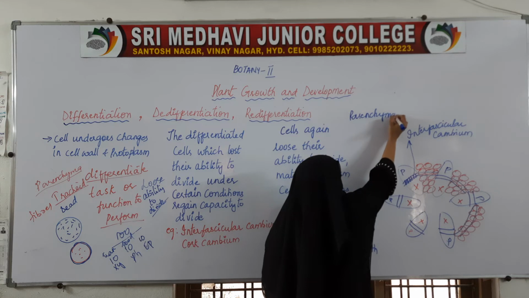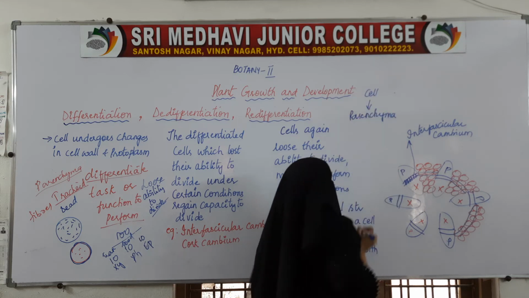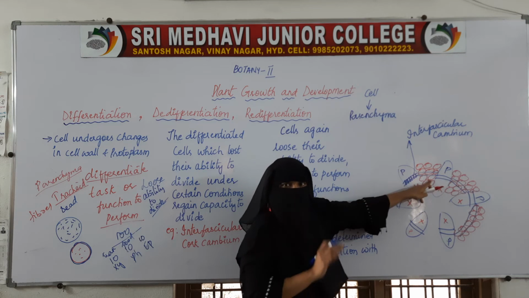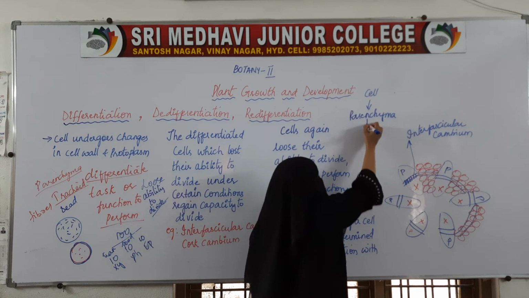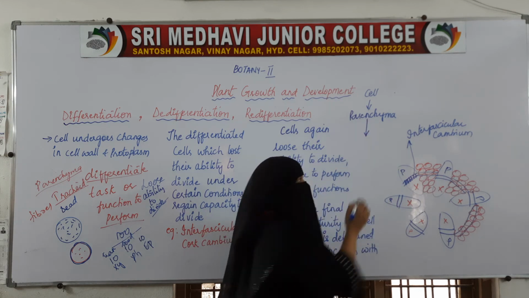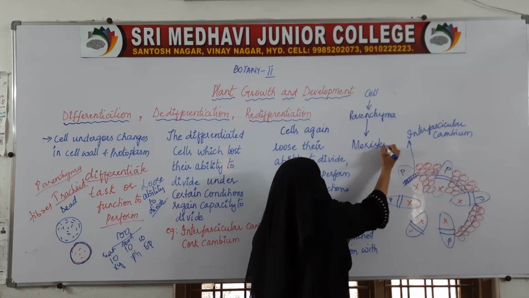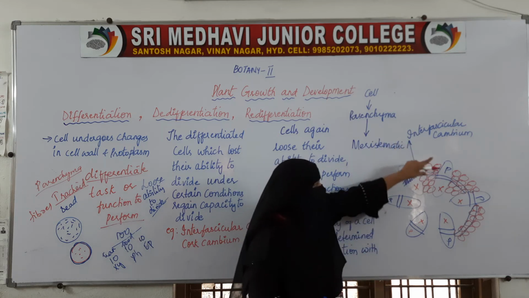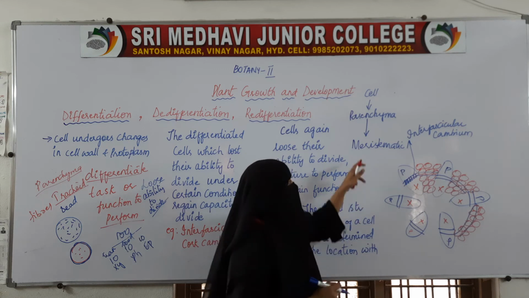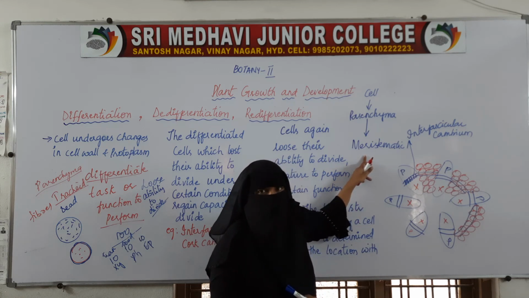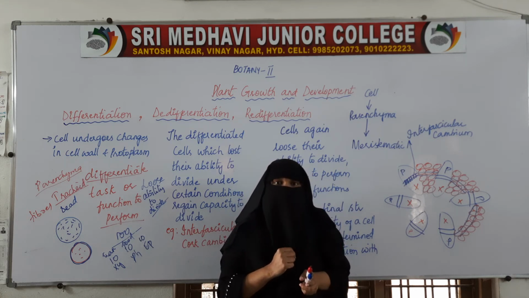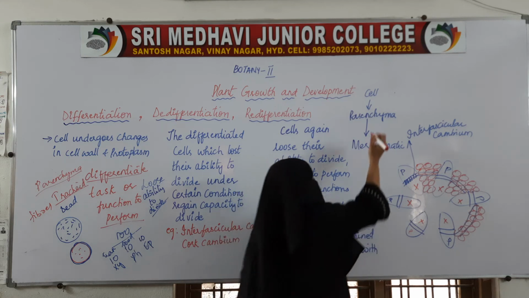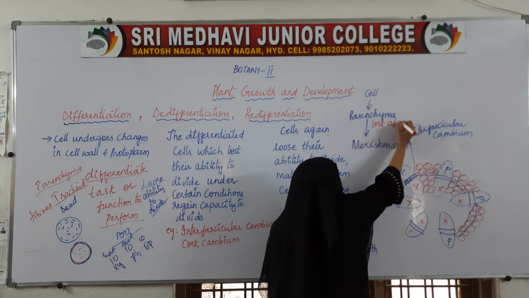Parenchyma, the cells have been differentiated and changed into parenchyma, that is they have lost their ability to divide. But under certain conditions, this parenchyma will again change into meristematic cells. Not all parenchyma, few of the parenchymatous cells will change into meristematic. That is, if they are meristematic then they will have the ability to divide. Here they lost the ability to divide.